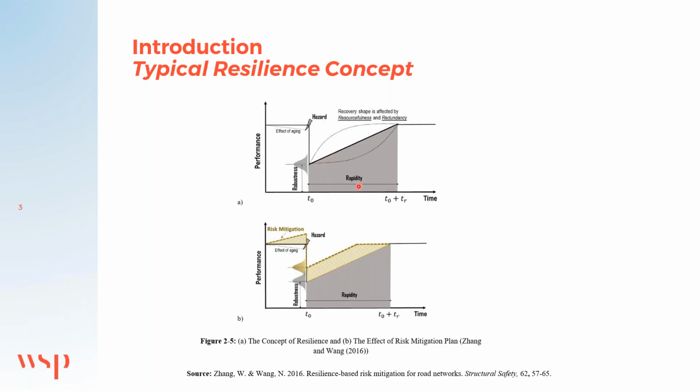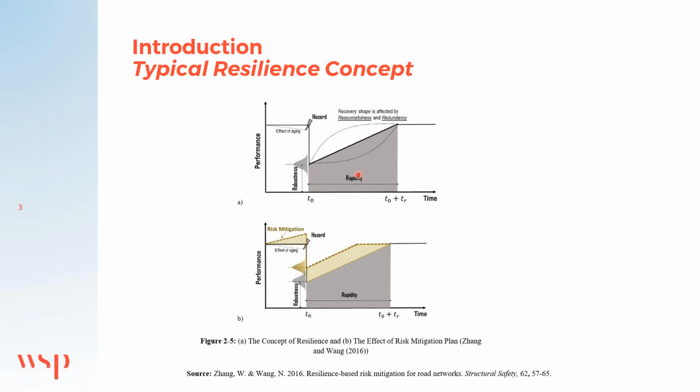And then, depending on the rapidity, resourcefulness, and redundancy, during the recovery time we try to get back to the normal condition. The shape of the recovery depends on these three components. This area shows the resilience of the network, and you can see that with risk mitigation measures we can increase the resilience. This is the typical resilience concept which we usually use for assets.